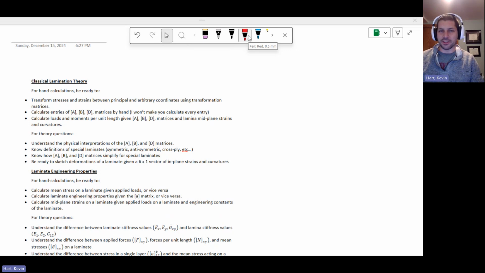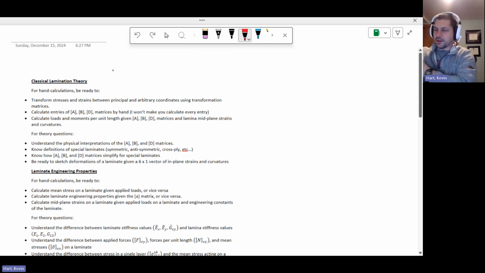Now, the final itself is cumulative. So what I have written here is only from exam two until now. You will be responsible for everything for the class, but the final is going to emphasize more of the more recent stuff. Okay? So away we go. Classical lamination theory. Off we go. Hand calculations. Be ready to transform stresses and strains between principal and arbitrary coordinates using transformation matrices.